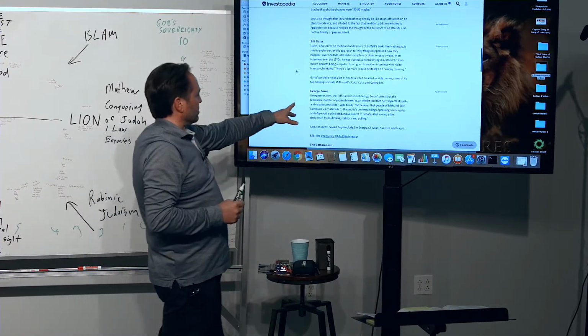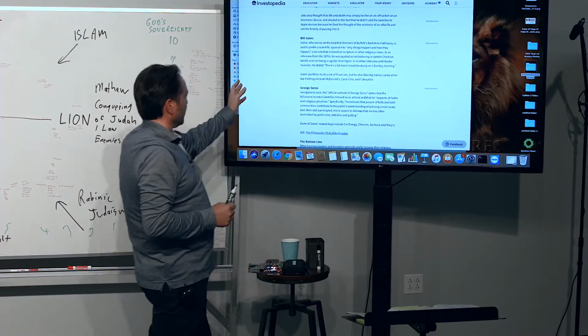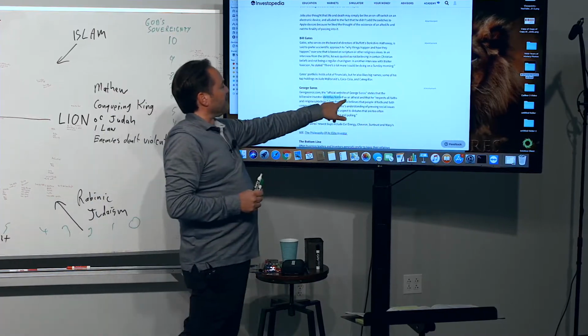George Soros, I respect all faiths, but I'm an atheist. Where does it say that he's an atheist? Identifies himself as an atheist.